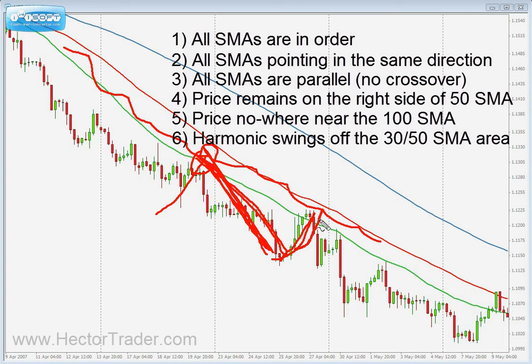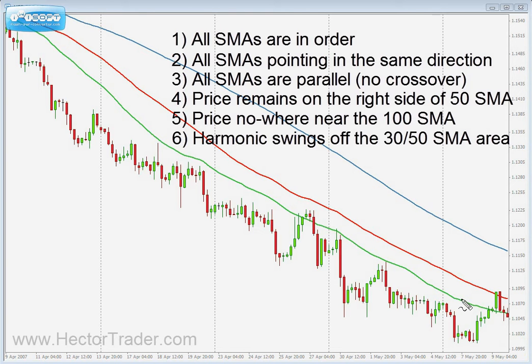Okay, then sure, we may have another pullback, but I like to see once again the moving averages, the 30 and the 50 simple moving average, or rather the area in between, the dynamic area of resistance, to hold the price below, to indeed work as resistance, and from there price to take yet another swing in the direction of the trend. Okay, then another pullback, price reaches the dynamic area of resistance, and bang, another swing in the direction of the trend. Okay, and so on and so forth.